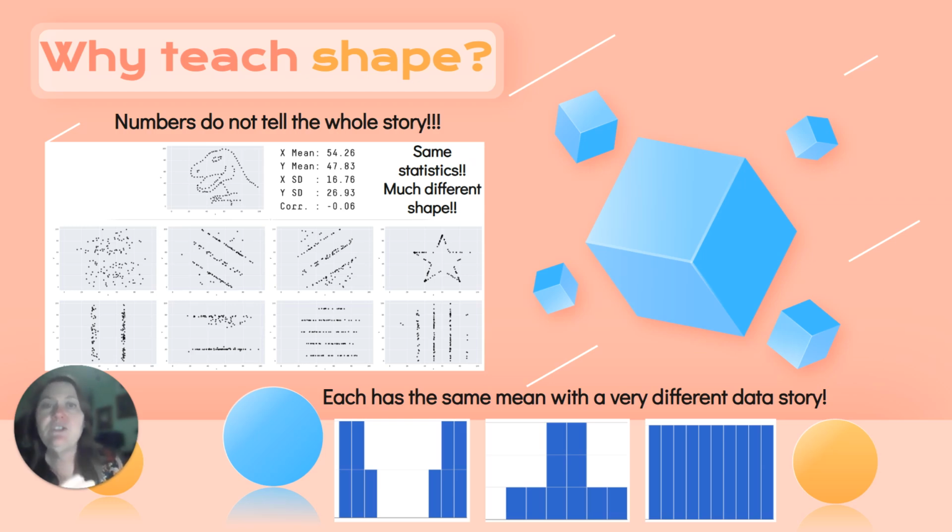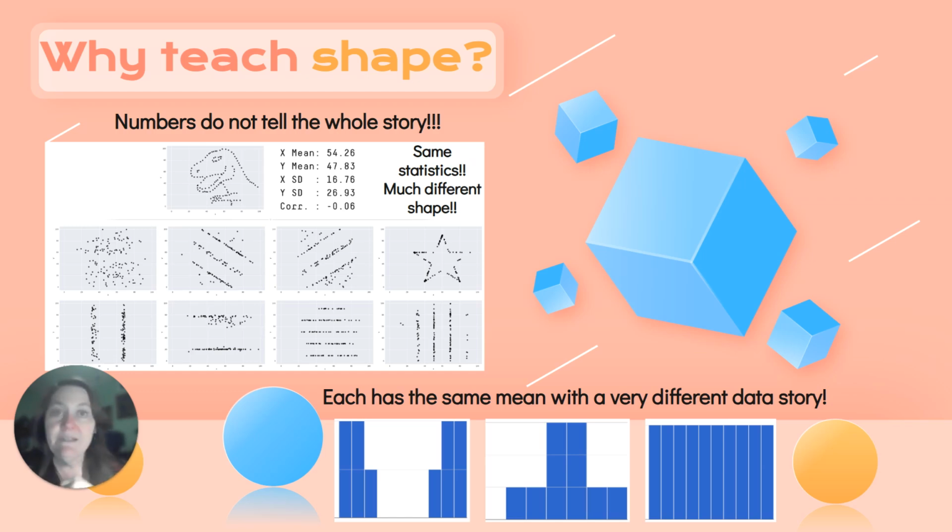Okay. Well, it's super important because numbers do not tell the whole story. And there's a great website, a link to this is in the lesson, that you can show the students that numbers just don't tell the whole story. Right here's an example. This is a dinosaur here, but all of those 9 graphs that I'm showing you have that same set of statistics, yet they look very different. They tell a different story. And so just because you have the numbers doesn't mean you have the whole story.